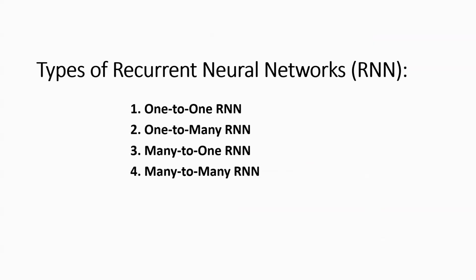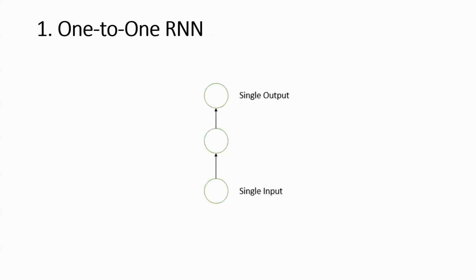We have four types: one to one, one to many, many to one, and many to many. In one to one, we have a single input, and based on the single input we have a single output. We call this a one to one recurrent neural network.